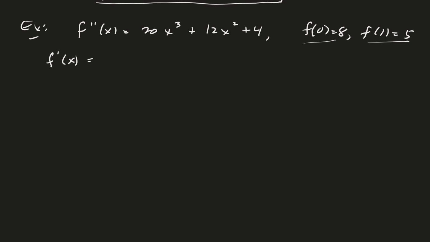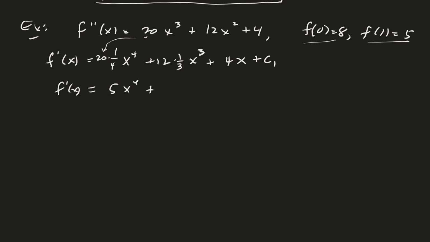So let's do the first antiderivative. x to the third power becomes x to the fourth power, and then we divide by 4, times 20 there in the front. Plus 12 times x squared becomes x cubed, and then take a 1/3, plus 4 times x to the 1 power, plus c1. And so just simplifying that before I go further, that's going to be 5x to the 4th plus 4x to the 3rd plus 4x plus c1.